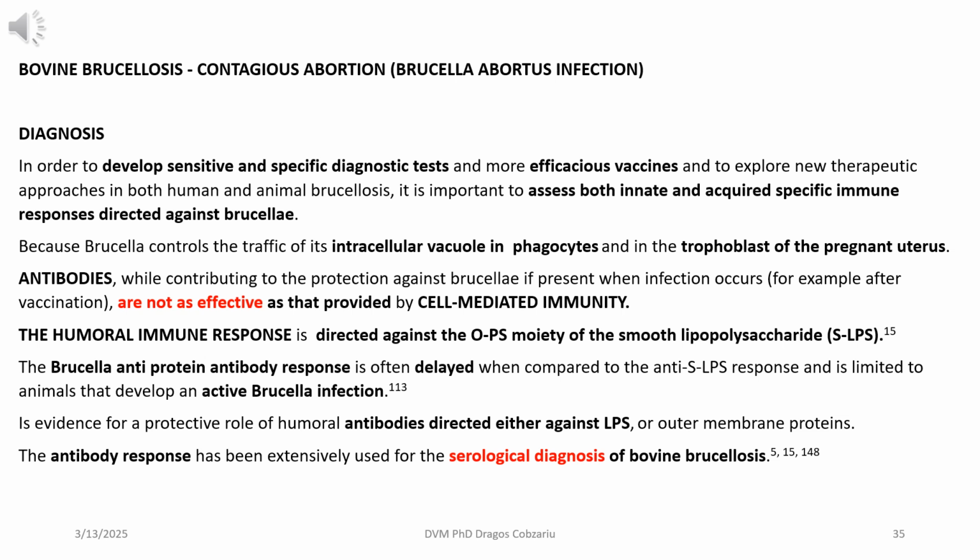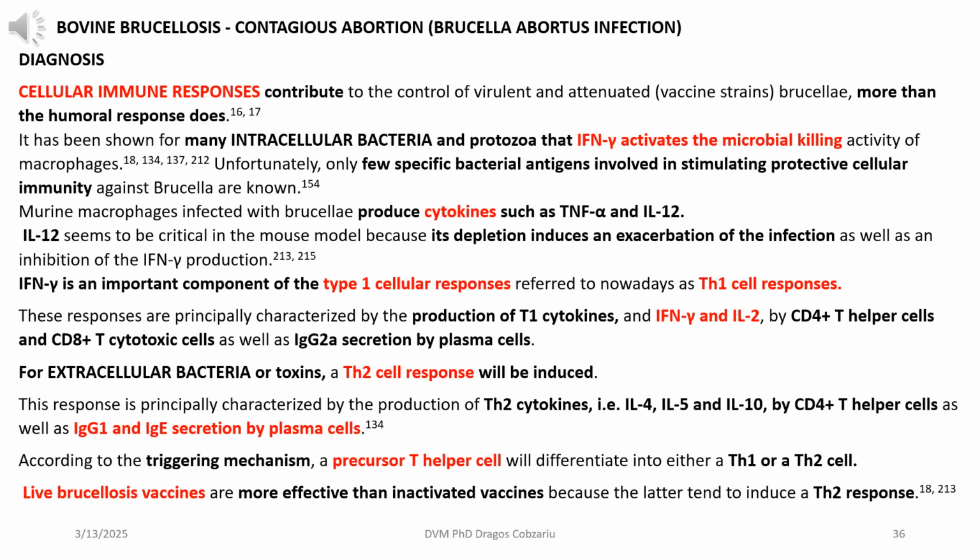The humoral immune response is directed against the OPS moiety of the smooth lipopolysaccharide, S-LPS. The Brucella anti-protein antibody response is often delayed when compared to the anti-S-LPS response and is limited to animals that develop an active Brucella infection. There is little evidence for a protective role of humoral antibodies directed either against LPS or outer membrane proteins. The antibody response has been extensively used for the serological diagnosis of bovine brucellosis. Cellular immune responses contribute to the control of virulent and attenuated vaccine strains of Brucella more than the humoral response does.